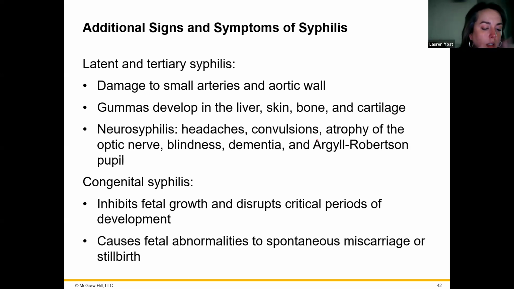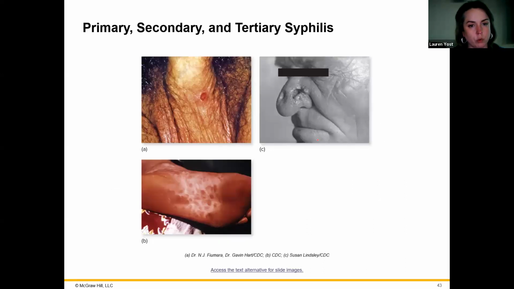You can see cases of congenital syphilis. These are babies that are born to mothers who have syphilis and can lead to miscarriage and stillbirth, but also certain kinds of fetal abnormalities. It disrupts certain periods of growth.